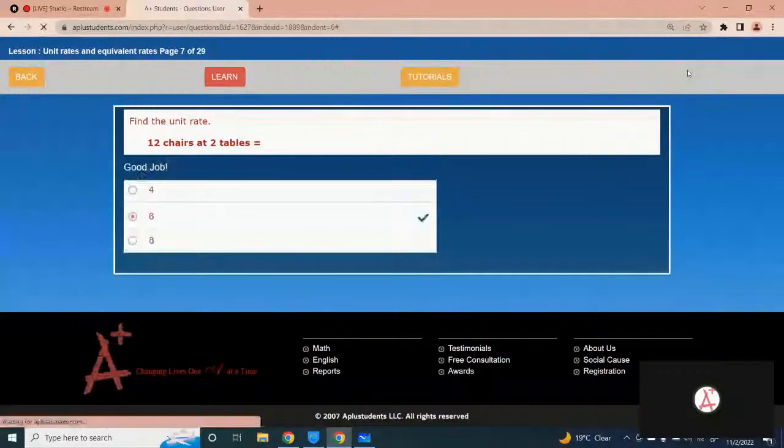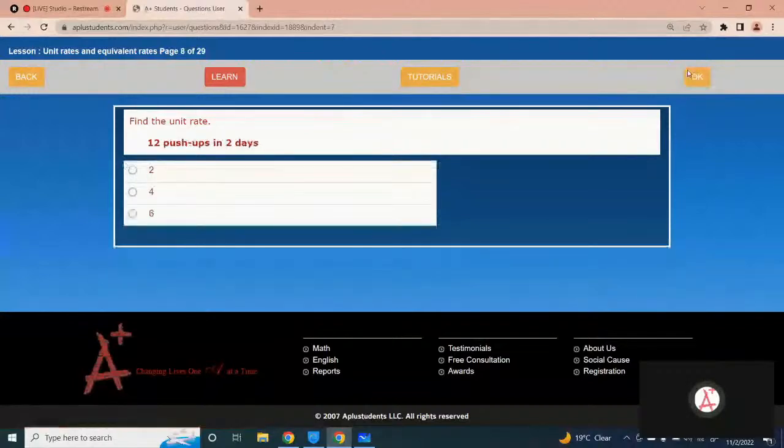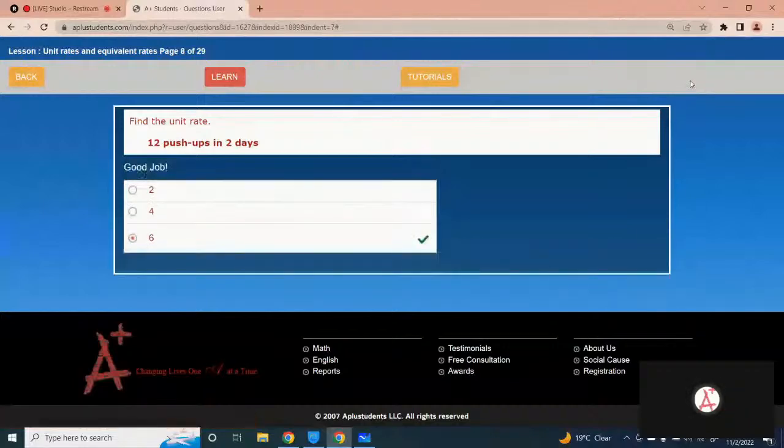Okay, the next one is 12 push-ups in 2 days. So how many push-ups in a single day? It is 6. Very good. 2 times 6 makes 12. So in a single day, 6 push-ups. Got it? So the answer is 6. Just select the correct option and click on the OK button.